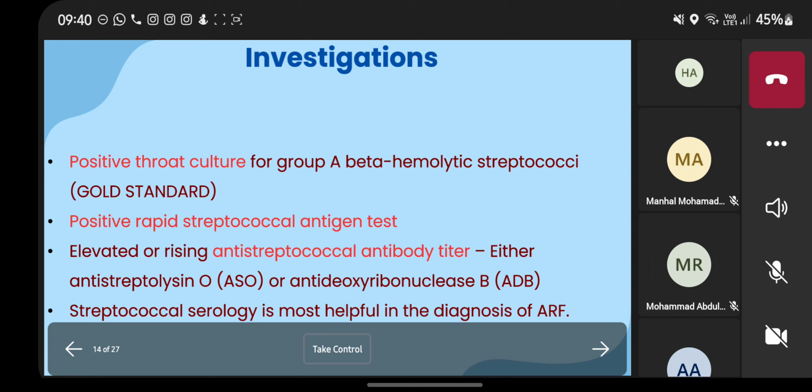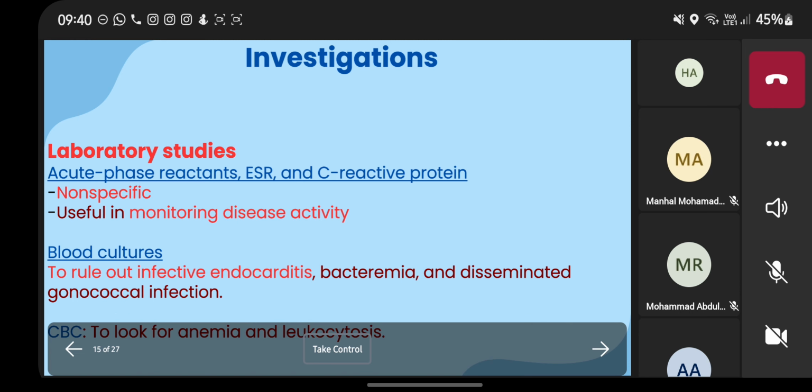We have also elevated anti-streptococcal antibody titers, which is either anti-streptolysin O or anti-deoxyribonuclease B. And the serology will help in the diagnosis of acute rheumatic fever if the physical signs and symptoms are not present in the patient. Furthermore, we have acute phase reactants such as erythrocyte sedimentation rate and C-reactive protein. These two are non-specific, yet they can help us monitor the disease, whether it is progressing, worsening, etc.